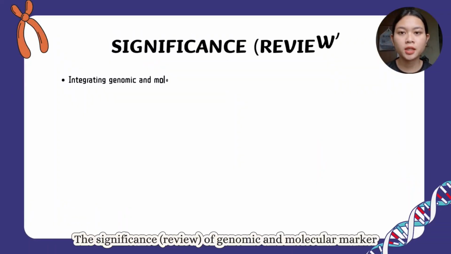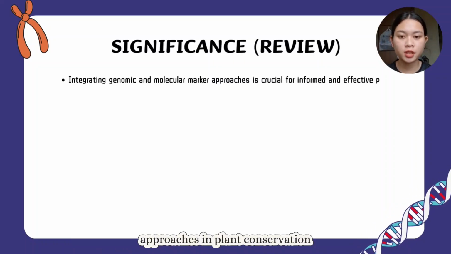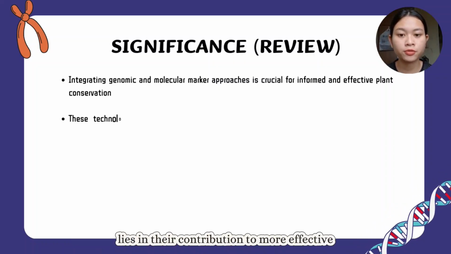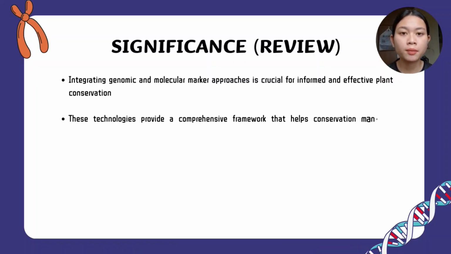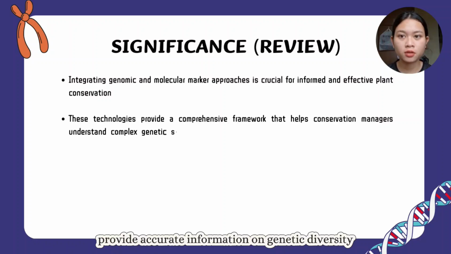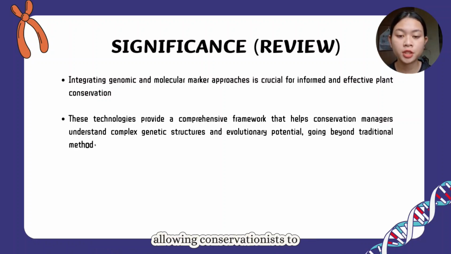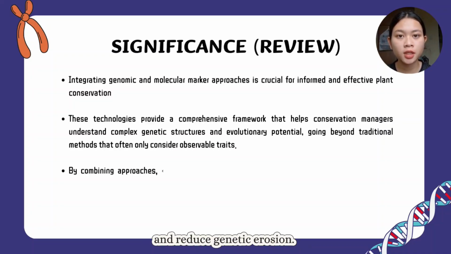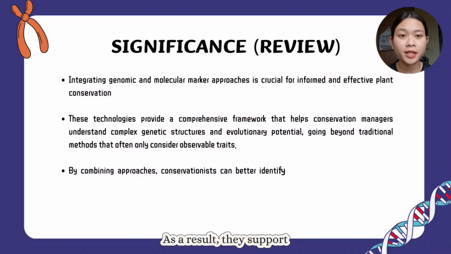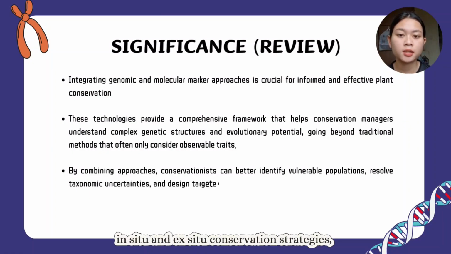The significance of genomic and molecular marker approaches in plant conservation lies in their contribution to more effective and informed conservation efforts. This approach provides accurate information on genetic diversity and population structure, allowing conservationists to identify vulnerable populations and reduce genetic erosion. As a result, this supports better decision making in both in situ and ex situ conservation strategies, ensuring long-term sustainability.